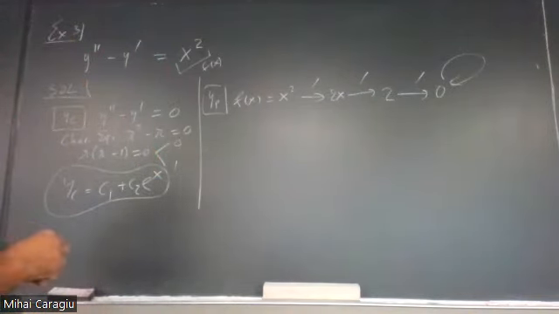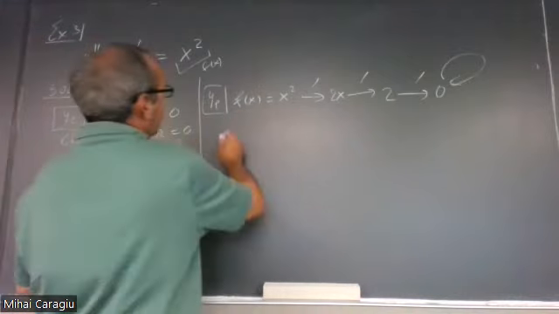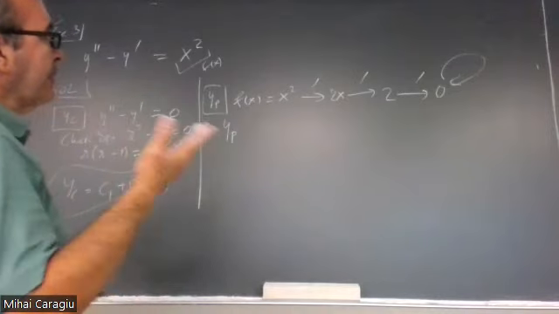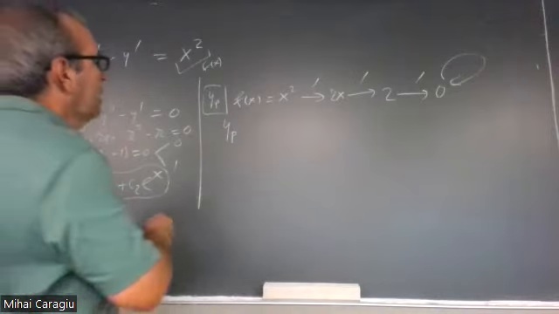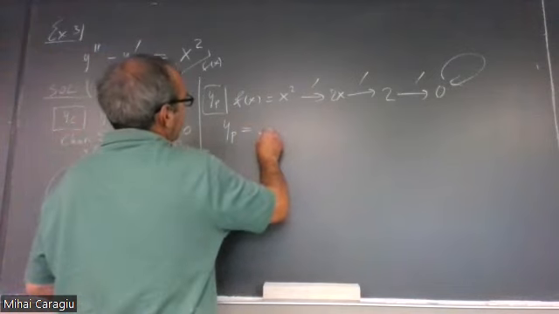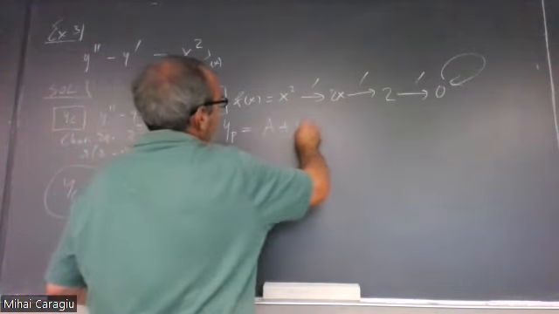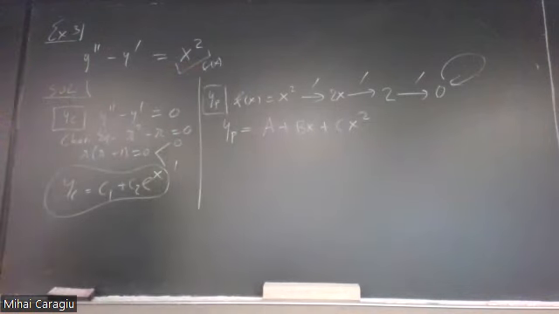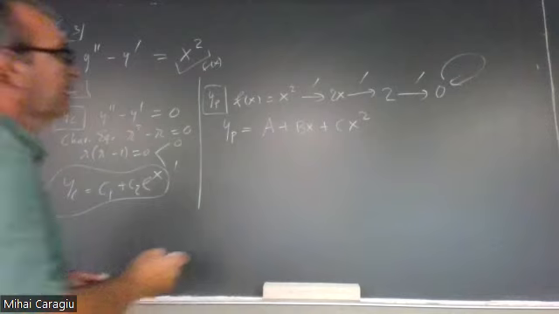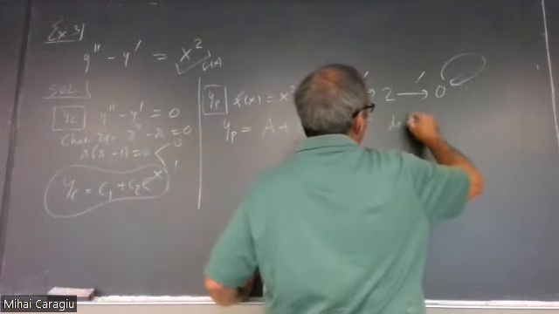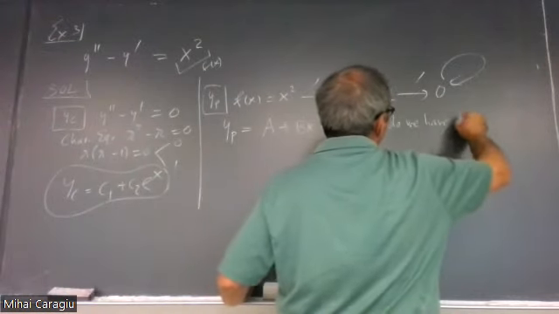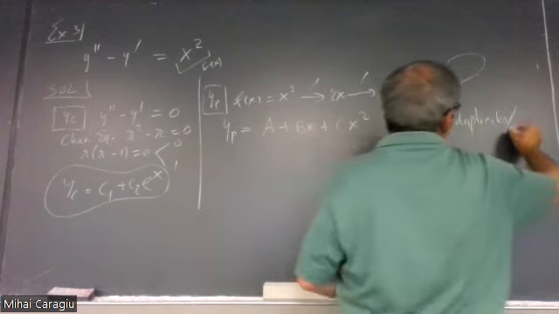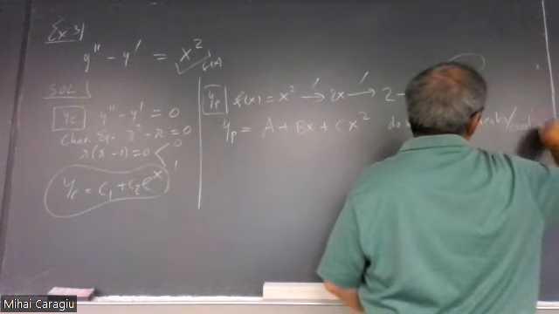So which are the linear independent terms which appear in this process? So y sub p equals a linear combination of the linear independent terms which appear in this process. Let's see, you can say a plus bx plus cx squared. But is this good or not? Do we have overlap? Do we have duplicates or overlaps?